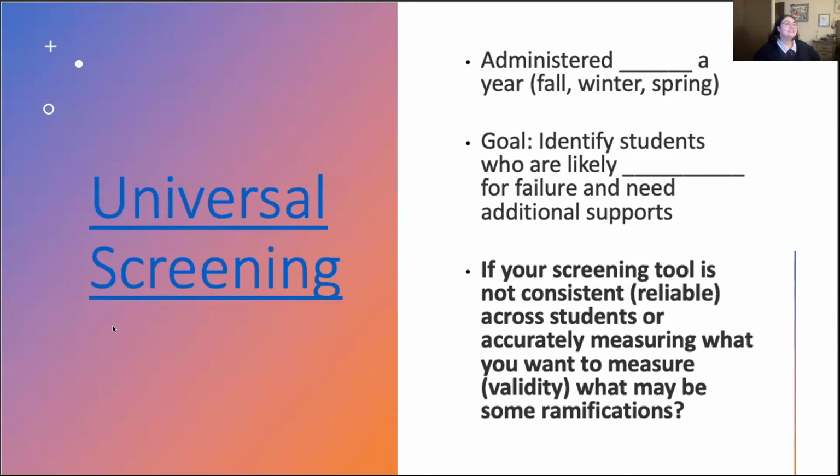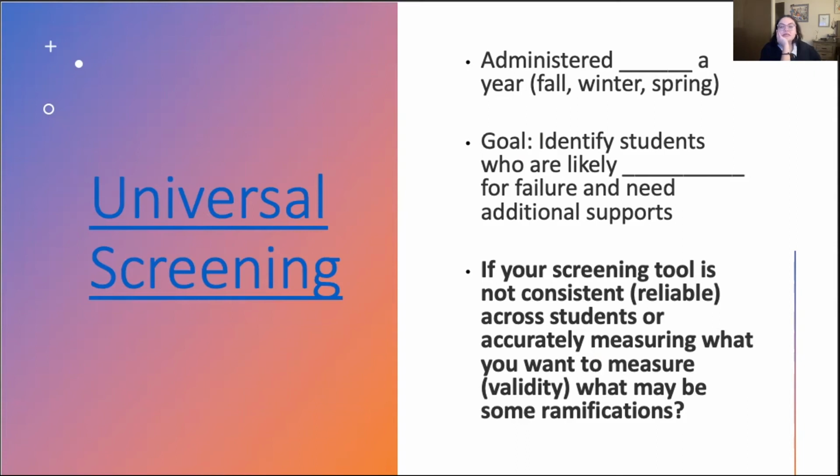Universal screening. And again, this is a link to a video. Yes, that's a video. Universal screening is another way that we identify students with disabilities, administered at least once a year. So that first part is once. It could be fall, winter, spring. You also will see schools that do three times a year and identify students multiple times a year, or twice a year, but at least once a year is the minimum time to screen a student.